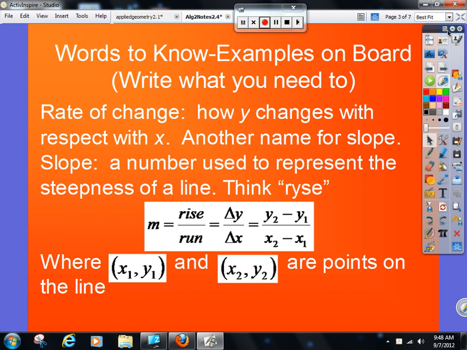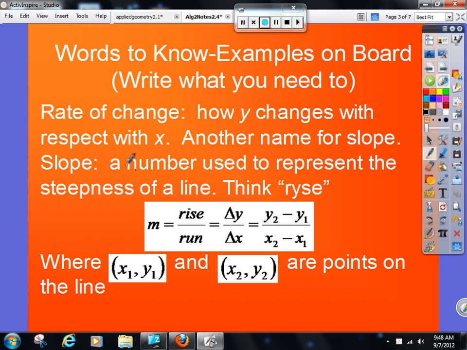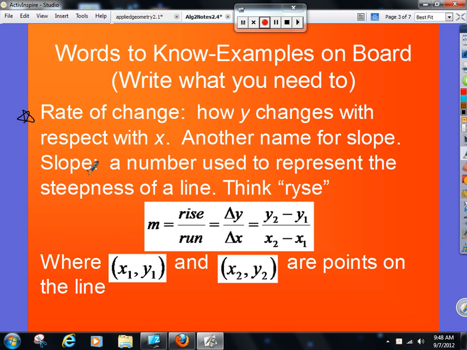So, words to know, here are some examples. Rate of change. This is going to be the new word for you. You're going to hear this all the time when you're in calculus. Rate of change is pretty much the new slope. It's how y changes with respect to x. It's another name for slope. The reason in the past you've used slope all the time is slope only works on lines. Rate of change works with any relationship. So that's the big difference there. This works with any relationship, slope only works with lines, but the process of finding a rate of change and slope are the same. And you'll learn a lot about that this chapter.